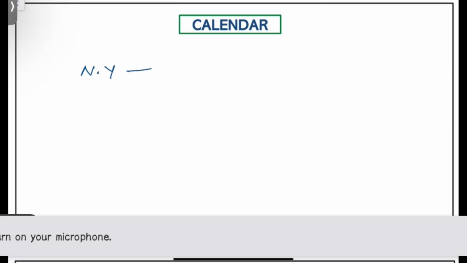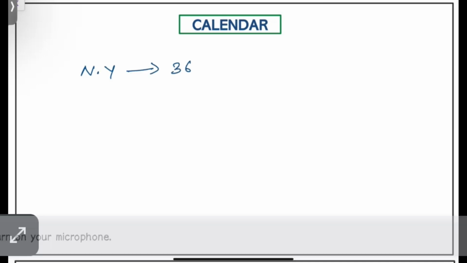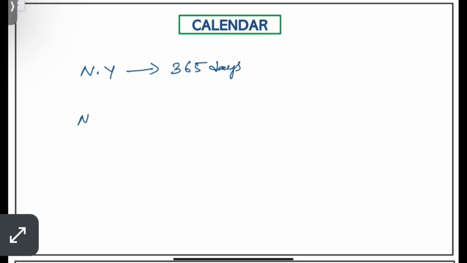Because if you don't have the core concept, then it's hard for us to understand what is going on behind the scenes. So I'll start with the simplest thing, the things that we know. Let's say in a normal year, we know there are 365 days. But in a leap year, I'll just write LY, there are 366 days.